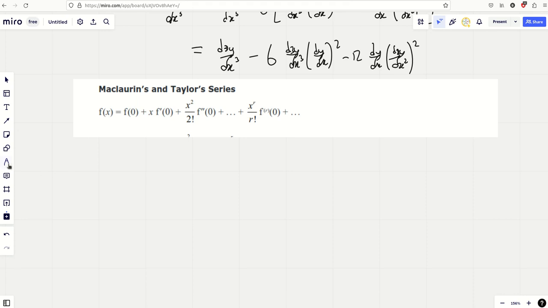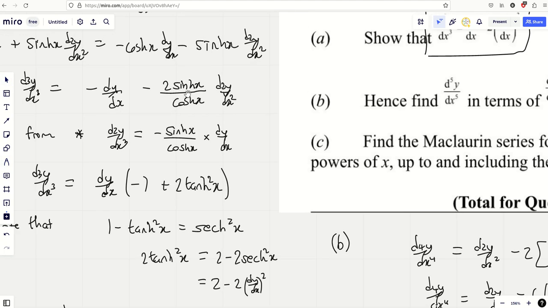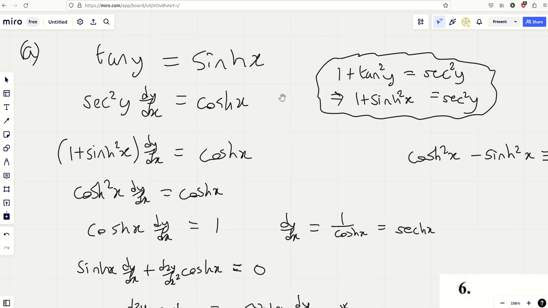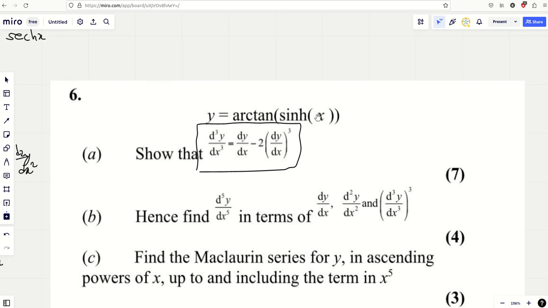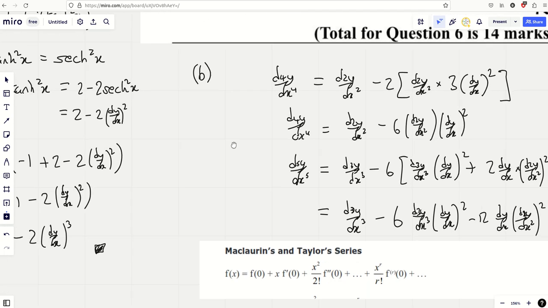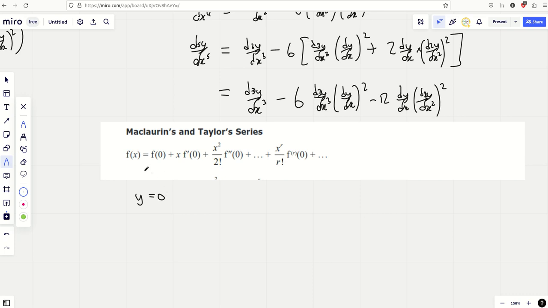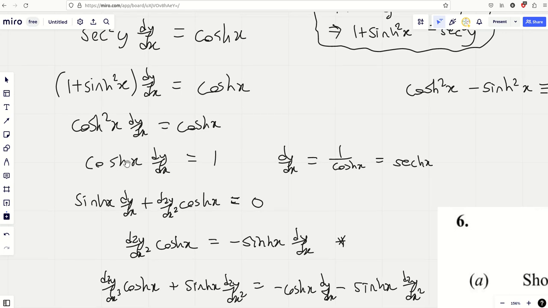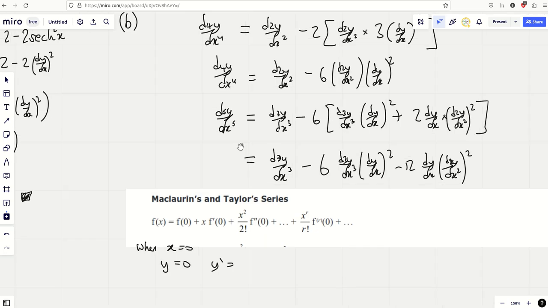So obviously I need to plug in x is 0 into y, and if x is 0, now this is where we need to go back over all our working. Right, if x is 0, then y is 0, because tan of 0 equals sine of 0, because they're both 0. Or if you prefer, go right way back to the original, y equals arctan of sine of 0 is 0, arctan of 0 is 0. Yeah, so y equals 0. I'm going to put it like this: when x equals 0, y equals 0, y dash equals, sure you can see why I'm doing that, because I'm so messy. Right, dy by dx or y dash, cosh of 0 is 1, 1 divided by 1 is 1.